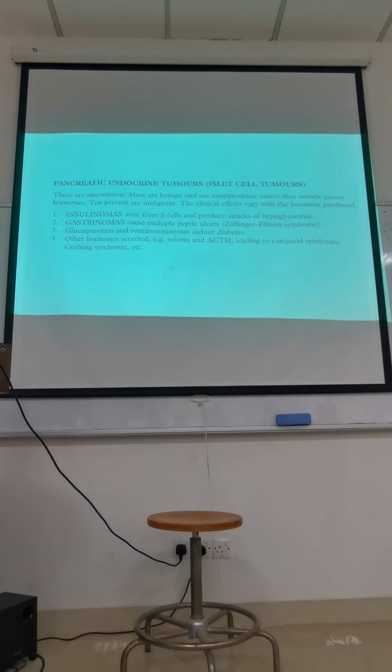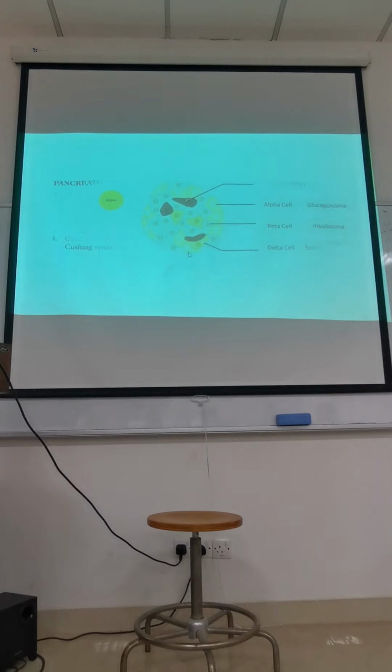Glucagonoma and somatostatinoma also matter, because these two will stop insulin from functioning. If insulin is not working, the person will get diabetes, right? This is called secondary diabetes. It's not because the problem is in insulin, it's because something is blocking insulin function, right? So then it's called secondary diabetes. Then there are other hormones as well. So that is what the issue is.